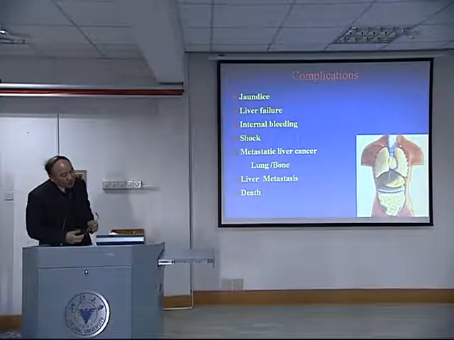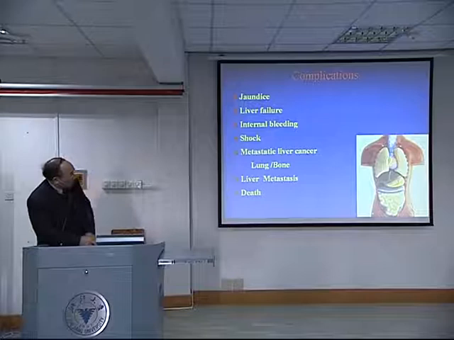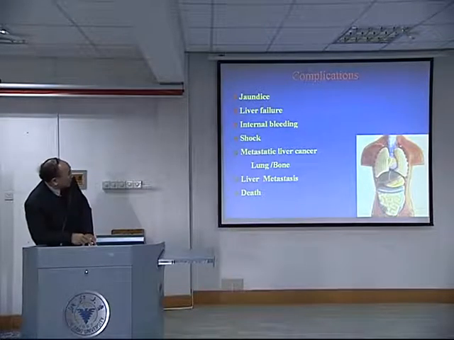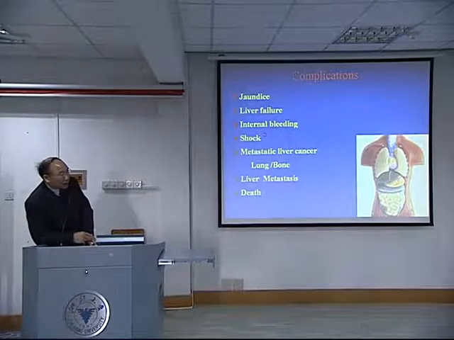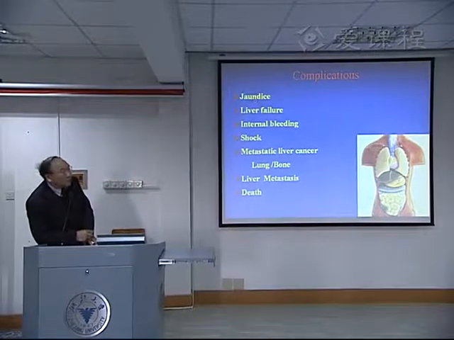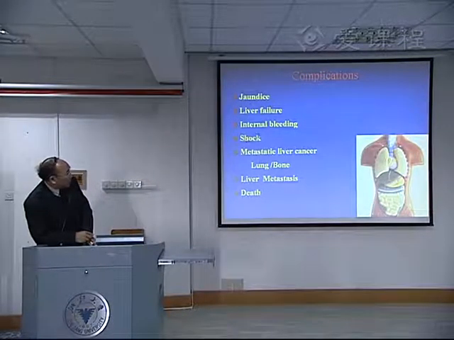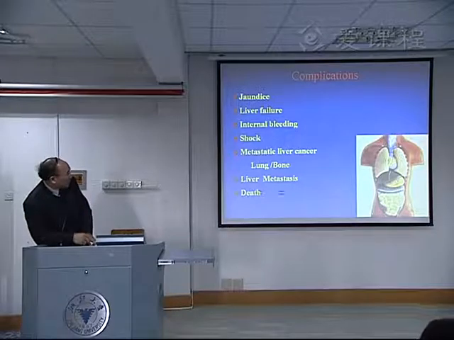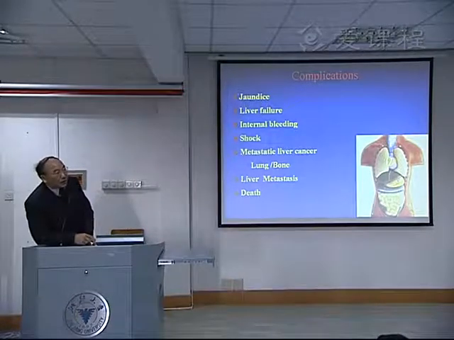Here we show the complications of hepatocellular carcinoma. They are very common. The patient usually has liver cirrhosis. If there is liver failure, jaundice appears. It's very common. If there is upper GI bleeding, it may lead to shock. And there is lung and bone metastasis. Last is death from multiple organ failure.